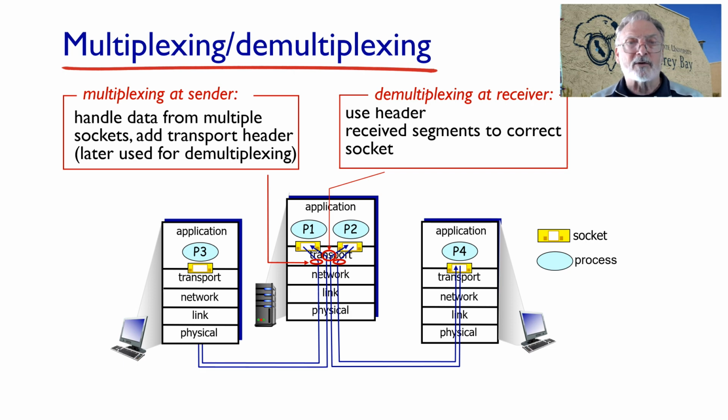To do this, the transport layer header includes a destination port number that identifies the destination application program on the remote machine, and a source port number that identifies the application on the originating machine.